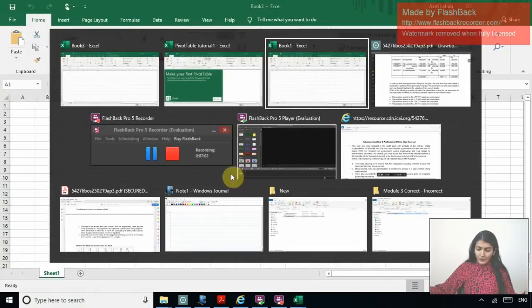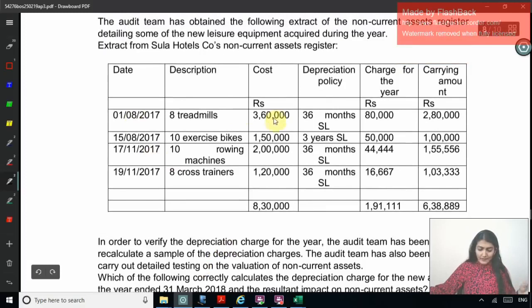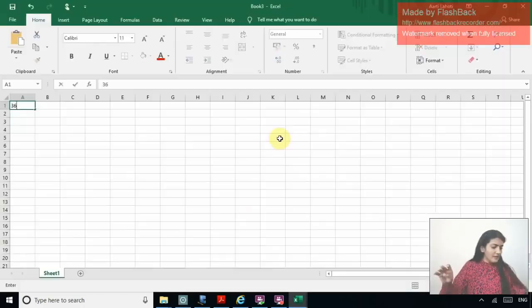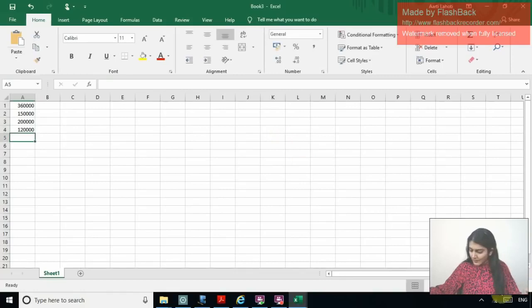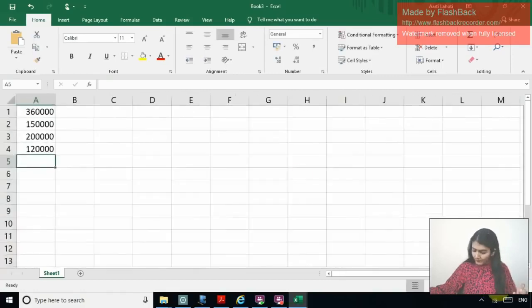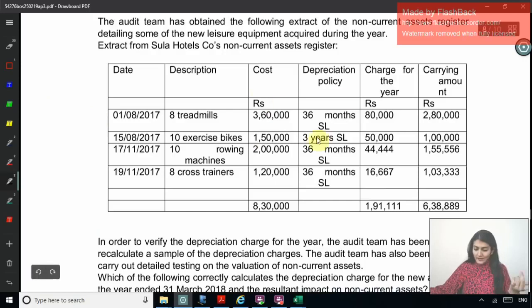So what are the numbers that they are talking of over here? What are the assets? First, let's take the cost of the assets: 3,60,000, then 1,50,000, then 2 lakh and then 1,20,000. Then what does it say for the depreciation policy and the charge for the year?